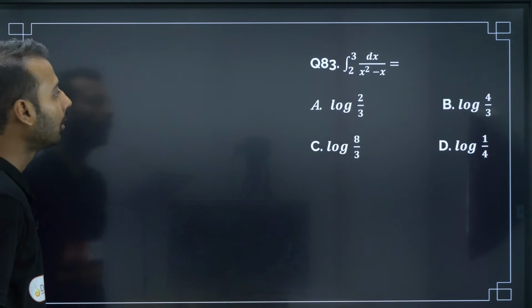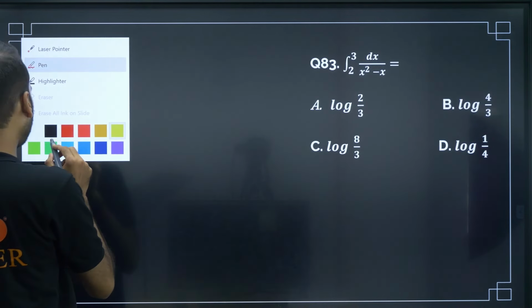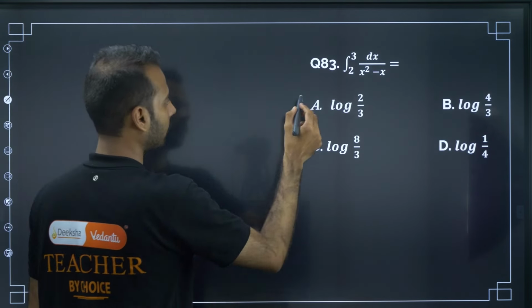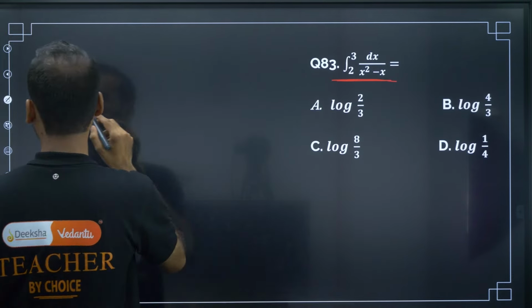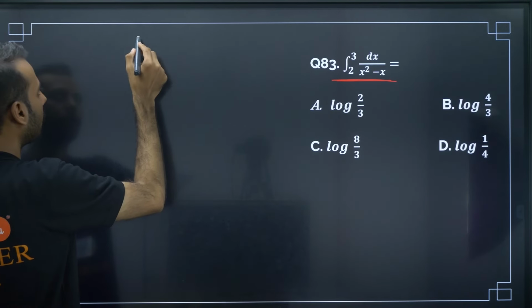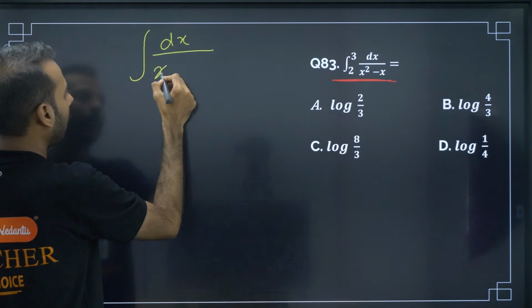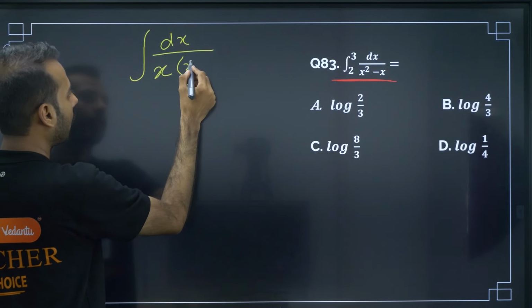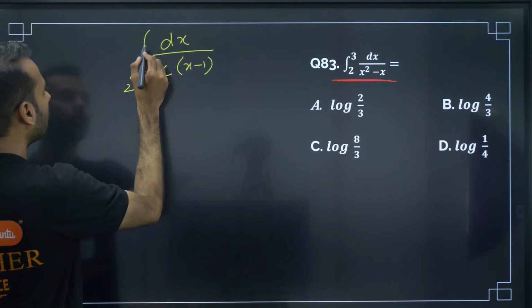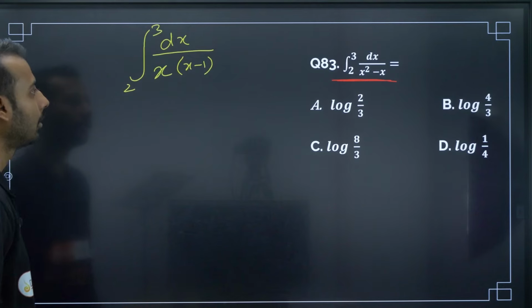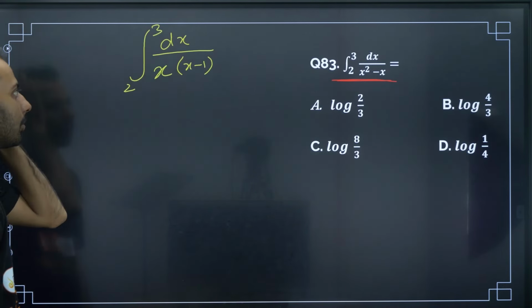Moving on to next, integration of, they are asking to integrate this. So how to approach this? dx divided by x minus 1, 2 to 3, integration dx by x minus 1.